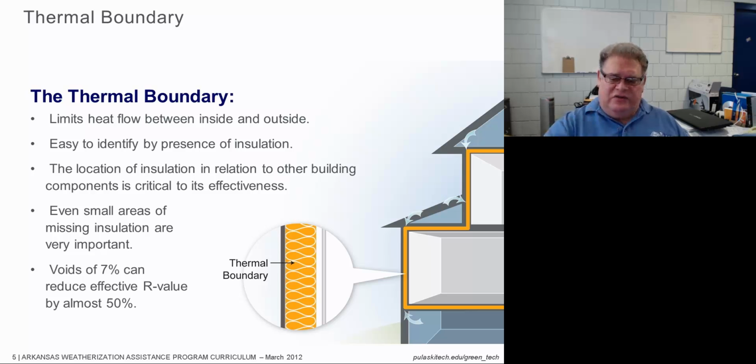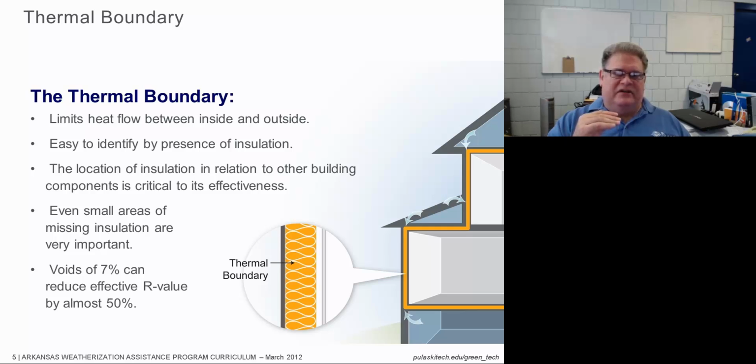Okay. So this is the area that limits the heat flow between the inside of the house and the outside of the house. It's really easy to identify where it is or where it should be just by the presence of insulation. If you find insulation there, well, that's where they meant to put it.